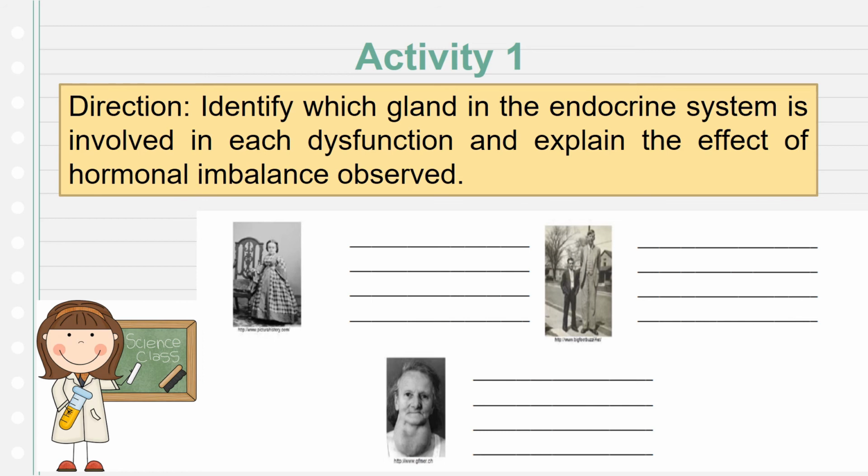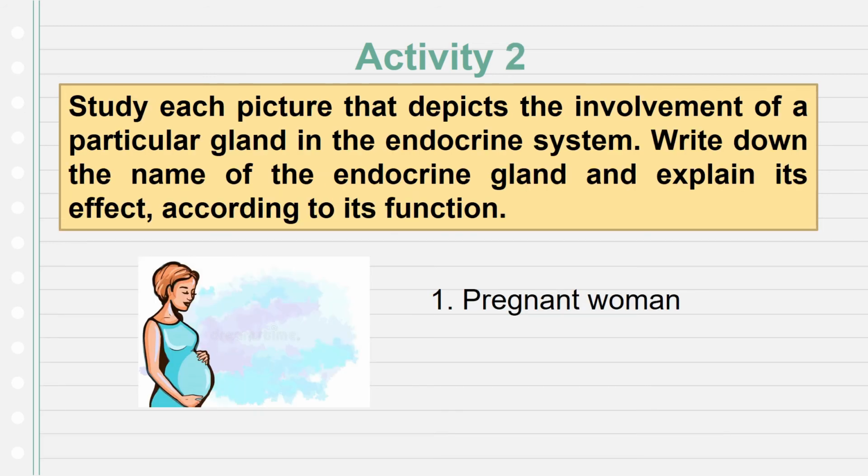Direction: identify which gland in the endocrine system is involved in each dysfunction and explain the effect of the hormonal imbalance observed. We are now done with our first activity. Let's move on with our next activity.